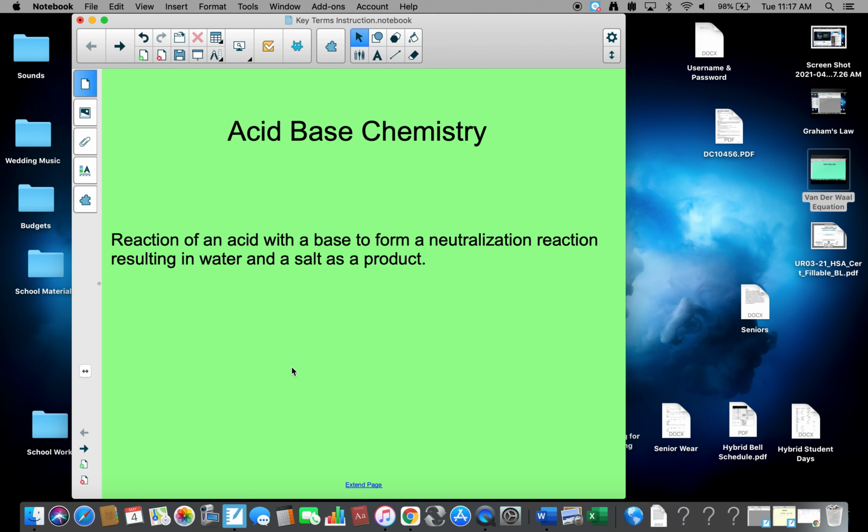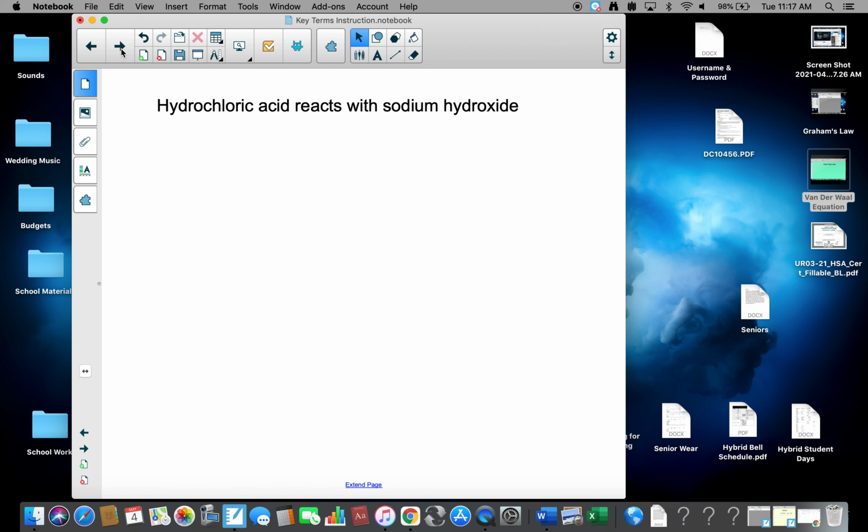An exciting and fascinating world of chemistry. We're looking at acid-base chemistry: the reaction of an acid with a base to form a neutralization reaction, resulting in water and a salt as products. So let's look at a basic acid-base reaction, hydrochloric acid with sodium hydroxide.